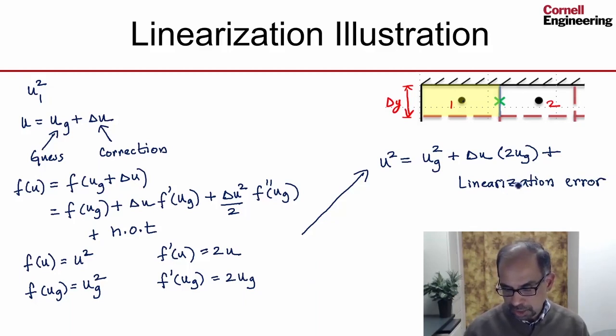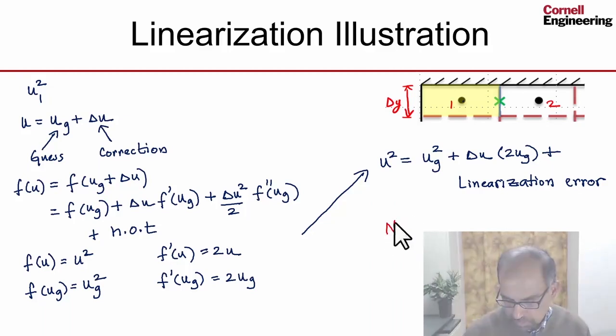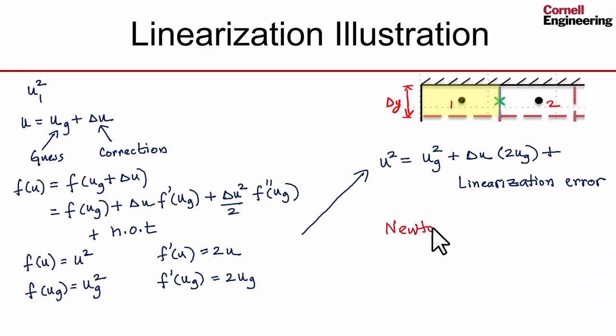Now this error becomes small as my guess tends towards the true solution and the correction becomes smaller and smaller. So I have to iterate to drive my guess to the true solution so that the correction becomes negligible, and that's where the iterative process comes in. This is Newton's method. It's also called the Newton-Raphson method.